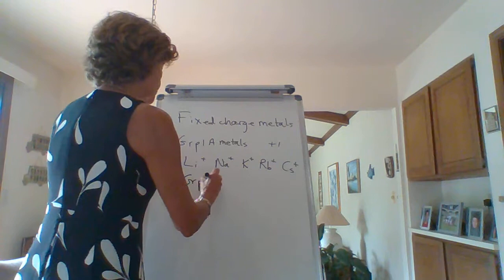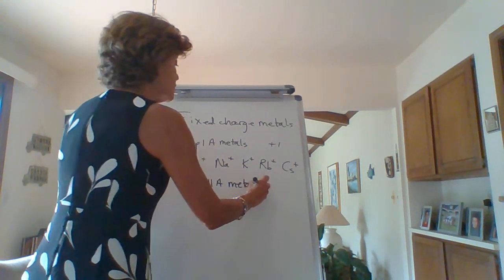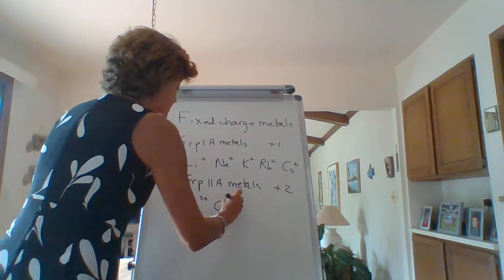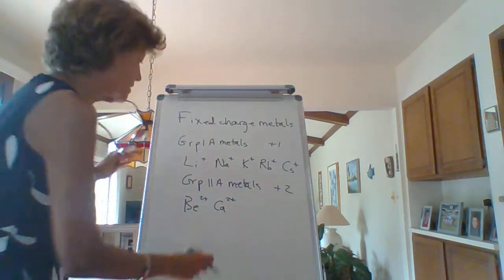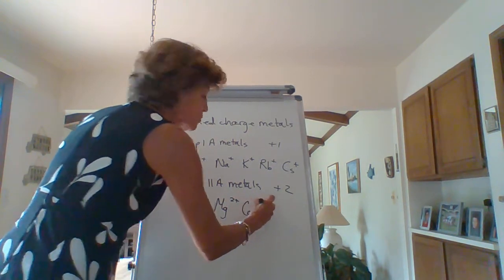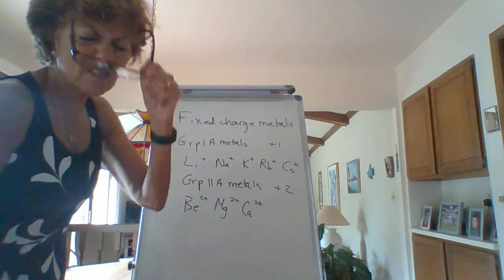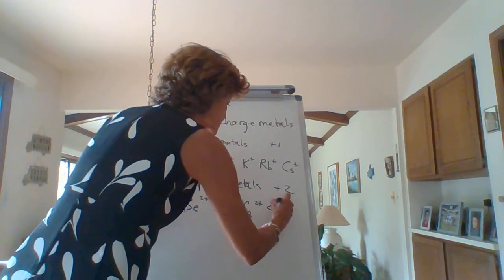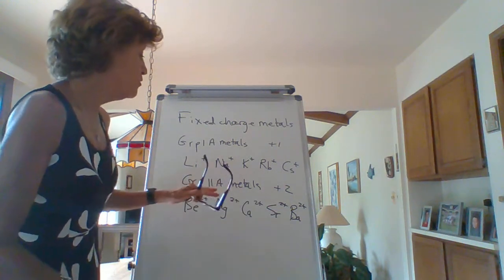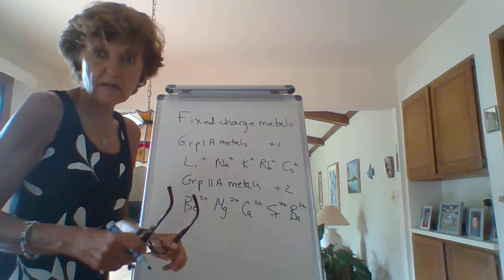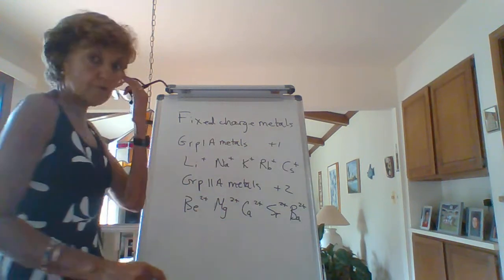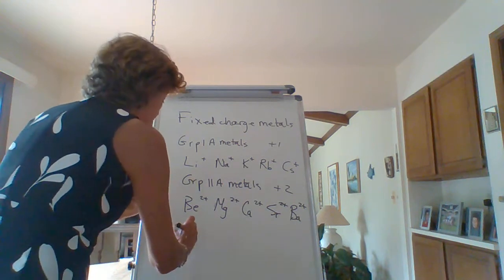Group 2A metals always lose 2 electrons to be +2. So basically beryllium 2+, calcium 2+. What's after calcium? Oops, sorry, magnesium. Let's put magnesium first. It doesn't really matter. Magnesium will be 2+, calcium will be 2+, and then strontium, is that strontium? Yep, strontium, barium. Strontium will be 2+, barium will be 2+. Okay, so they will all lose 2 electrons and become cations that are a +2 charge. Remember, the conventional wisdom is to not put any numbers with the +1 and to put the number before the plus for the +2.